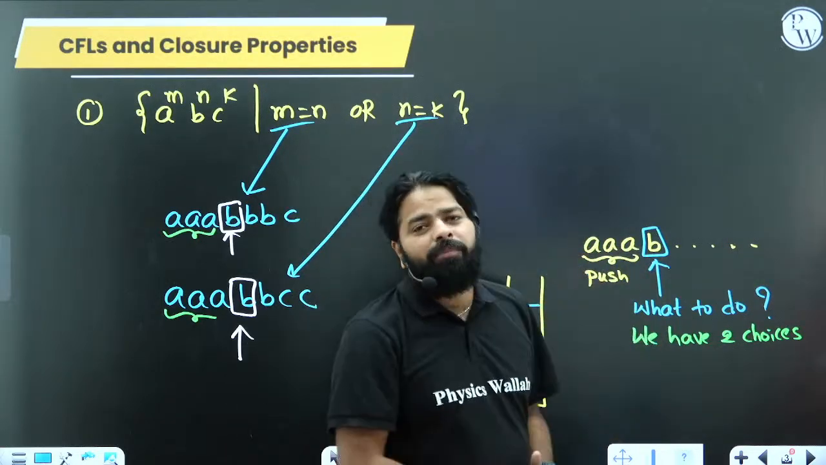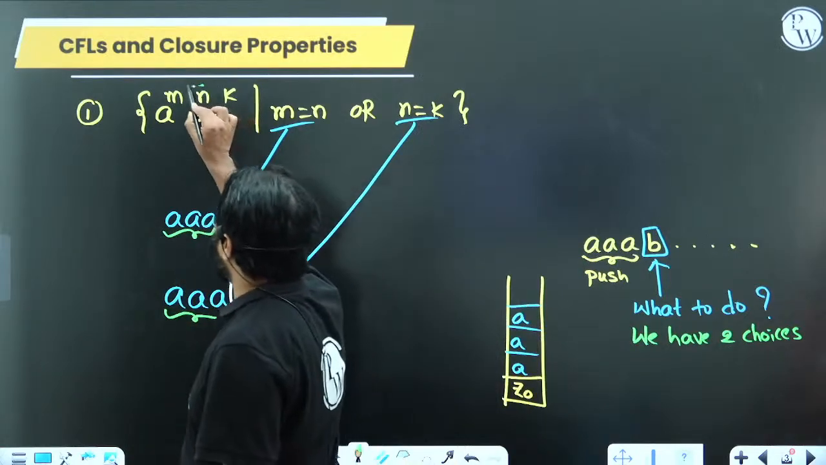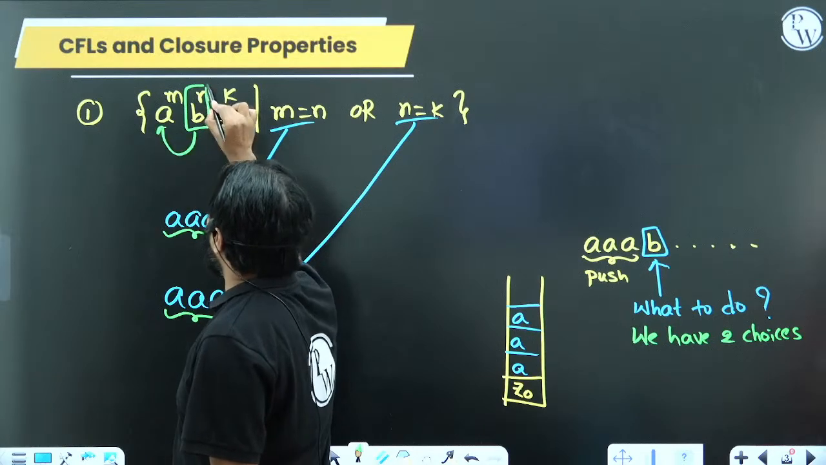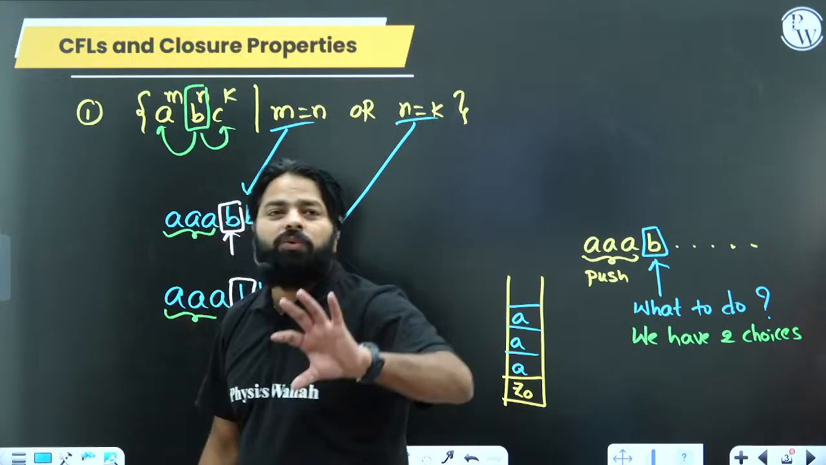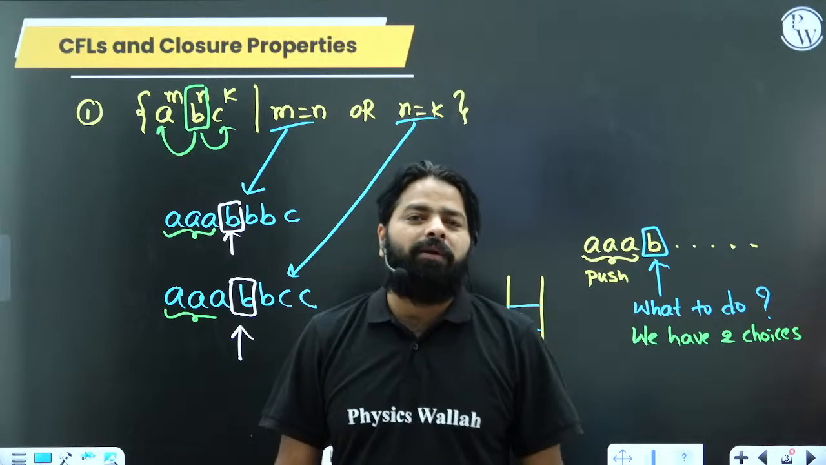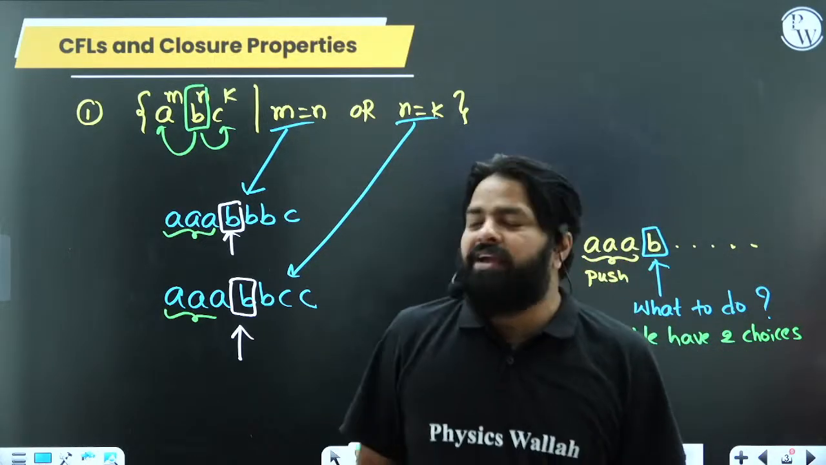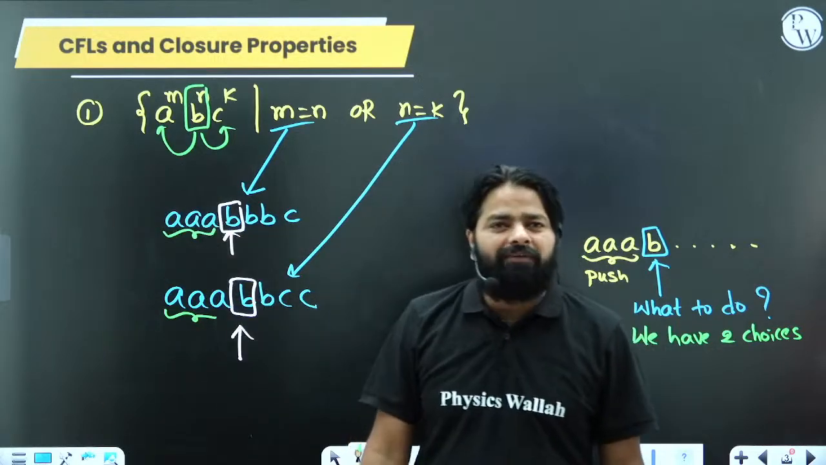We have a problem with this B's. This B's might be equal to A's or might be equal to C's. We do not know. That is a problem. This is the main problem why we cannot call it a deterministic context-free language.